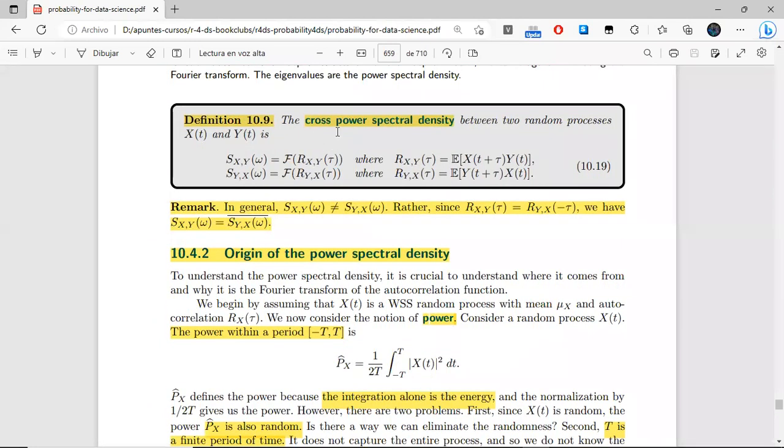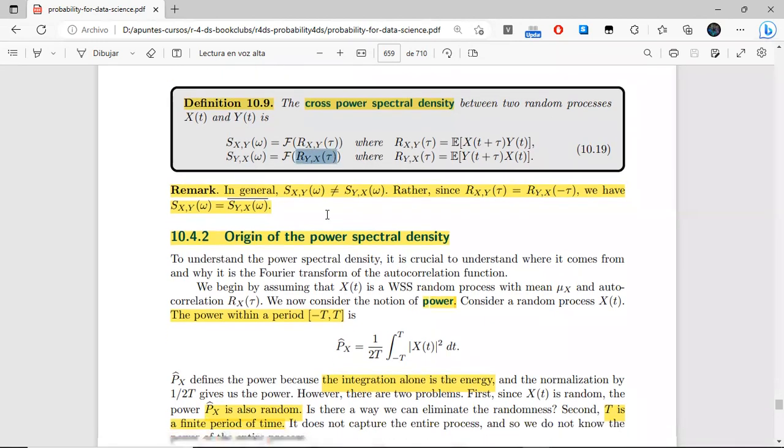So we can define the cross power spectral density of two random processes. And over here, there is some importance in this non-commutativity, because you can define this cross power spectral density for XY, that will be the Fourier transform of their cross-correlation function. And similarly, this density, but now with the different order, YX, and now also this function can change. So in general, the densities can be different.